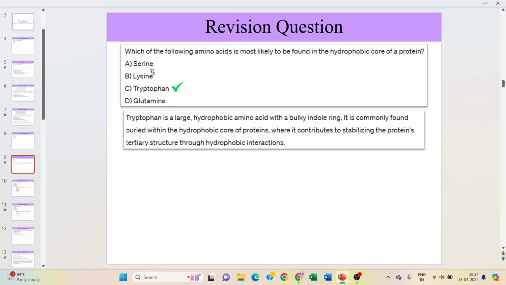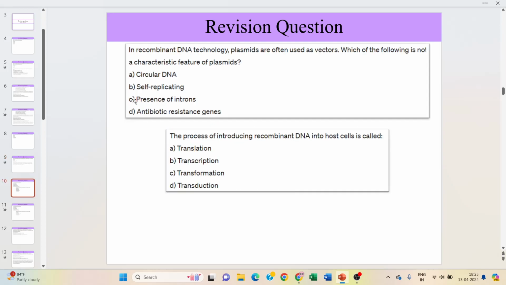Serine, this is not necessarily in the hydrophobic core. Lysine, more probability of lysine is to be on the surface because this interacts with water molecules, interacts with other proteins and ligands. Okay, what about glutamine? Same, it is a charged amino acid, so it has more probability to be on the surface rather than in the hydrophobic core. Okay, so in the next question, it is about recombinant DNA technology.